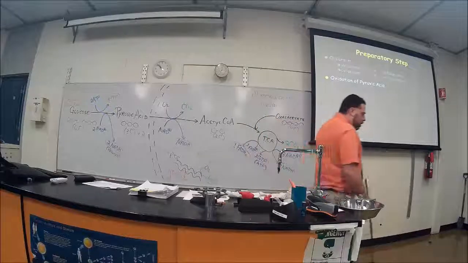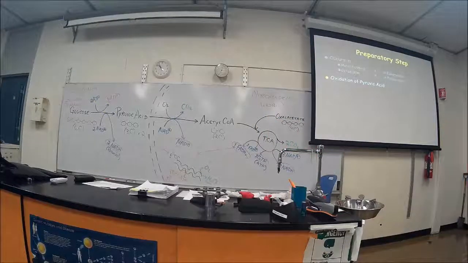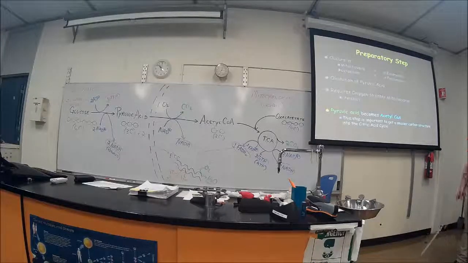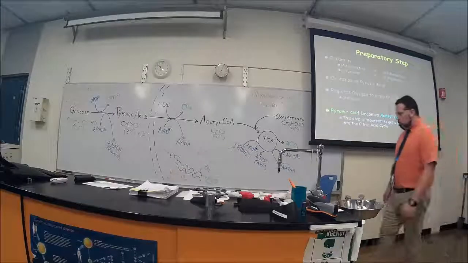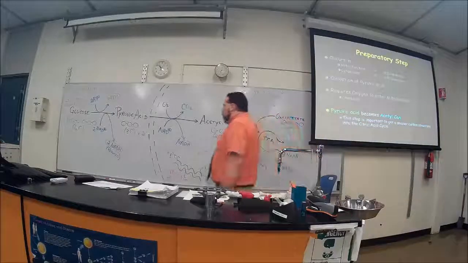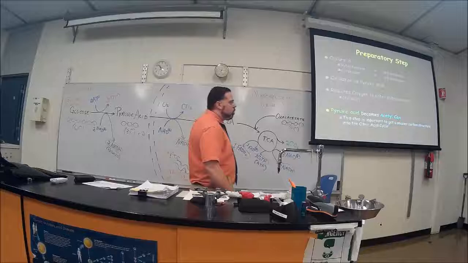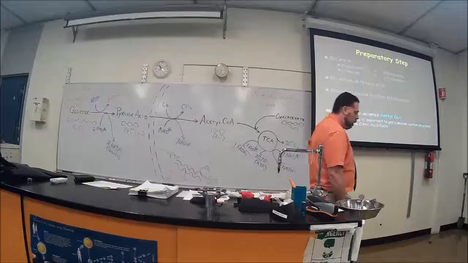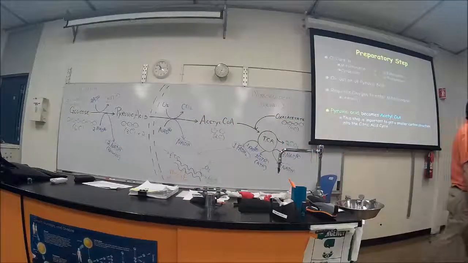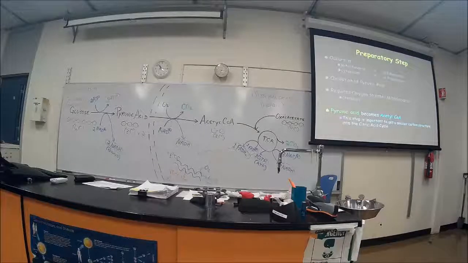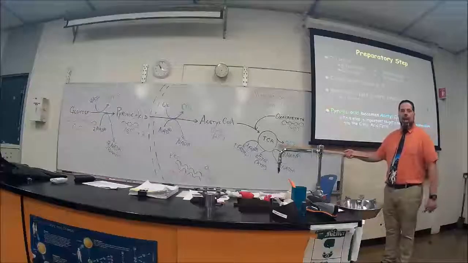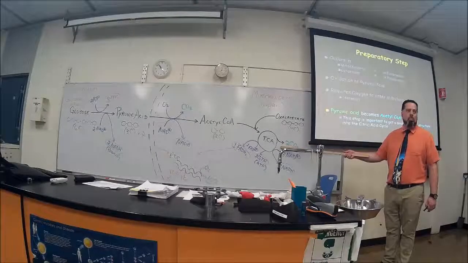So we have to oxidize pyruvic acid. This requires oxygen to enter the mitochondria, so this is an aerobic procedure. The pyruvic acid changes to acetyl CoA, and this is an important step to enter into the citric acid cycle. We want that citric acid cycle to work, because this is where we're going to get all that energy. That's the big picture.